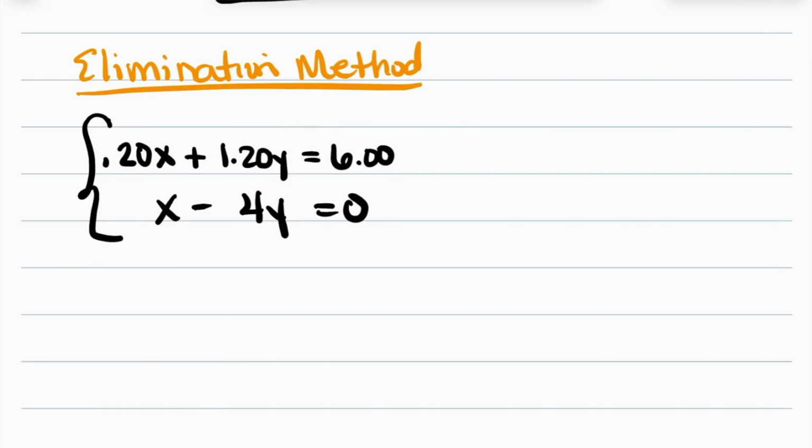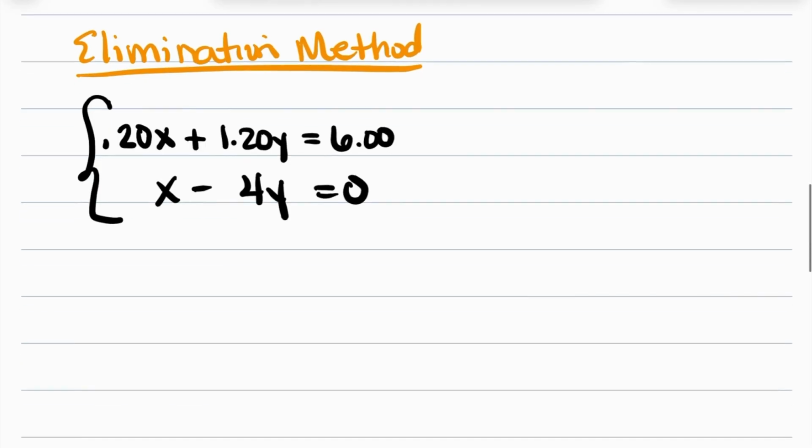Now let's do the elimination method. It looks like it'd be easier to eliminate this x variable. So if we can make this a negative 0.20x, then these would cancel out each other and we'll be left with y. So let's go ahead and do that. We're going to take our row 1 and add it to a negative 0.20 times row 2, and that's going to give us our new row 2.